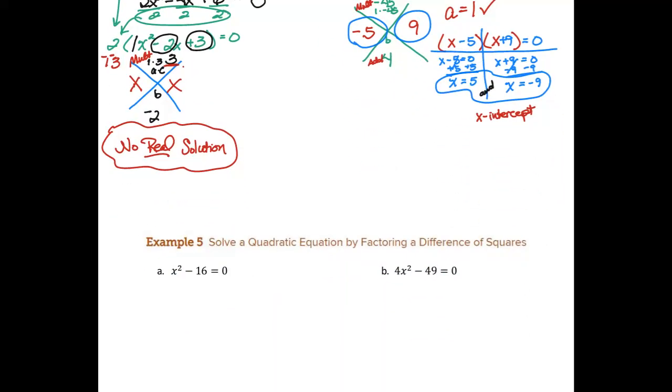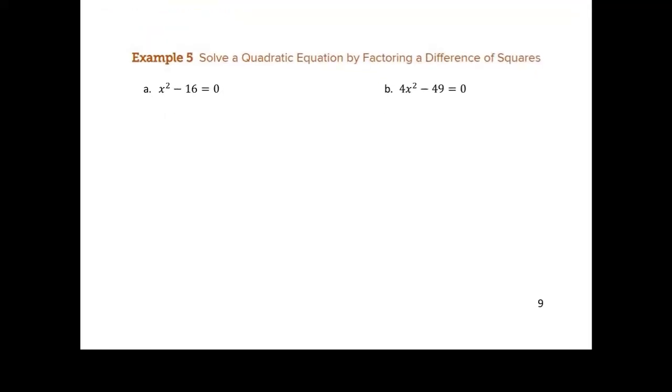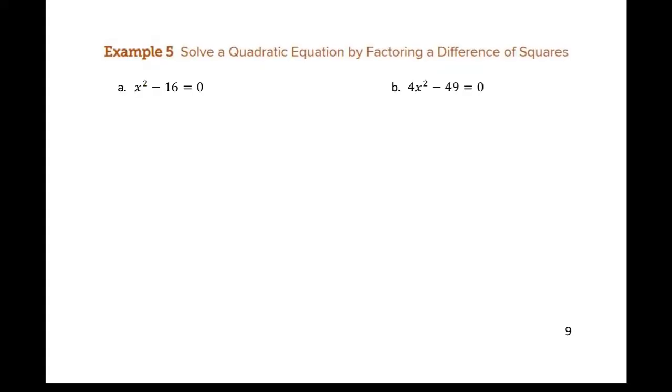All right. Let's take a look at the bottom of the page. This is the bottom of page 9. Solve a quadratic equation by factoring a difference of squares. Oh, we can do that. All right. First of all, we need to check. Is it set equal to 0? Check. Yes. Then when we are solving by factoring, what type of factoring do I always check for first?